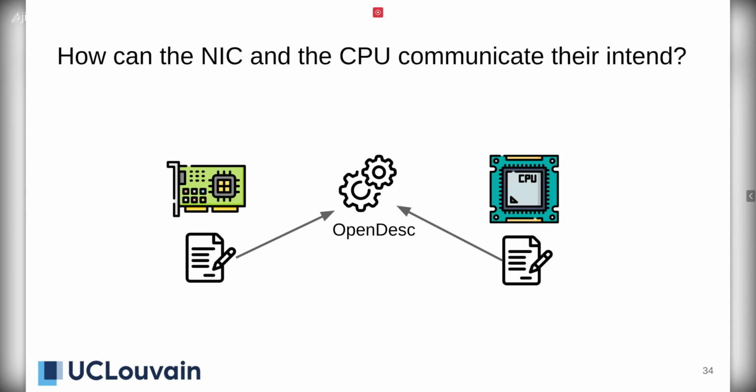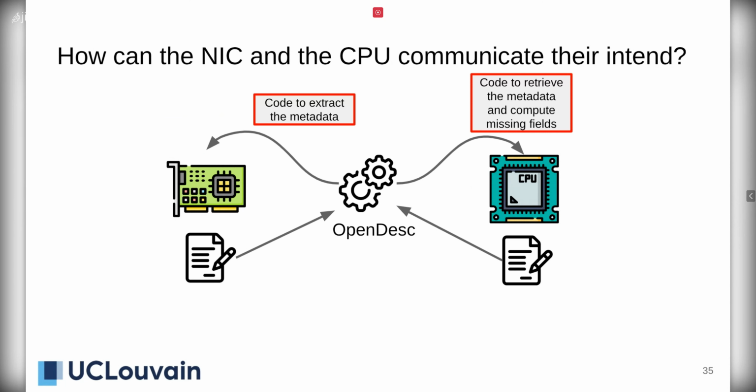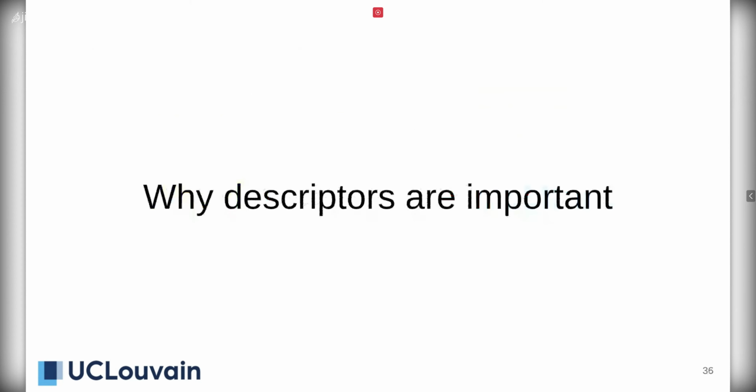Then OpenDesc will synthesize those programs, and on one side generate code on the NIC to extract the metadata we actually need. On the CPU side, it will generate code to retrieve the constructed metadata. And if some metadata is missing, then it will construct helpers to compute that metadata. It does that transparently for the application. So if you have a NIC that supports fewer features, you will just compute the metadata in software. But if your NIC has more features, then you will directly retrieve those computations from the NIC itself.